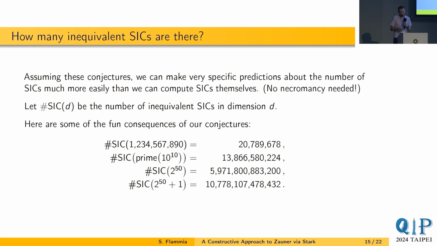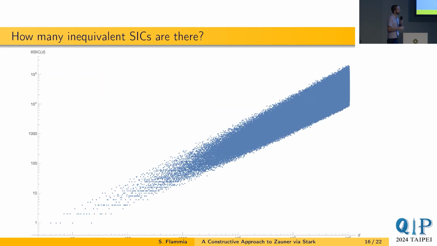It's kind of hard to construct the solutions themselves, but based on understanding what we think is all the algebraic data that goes into this problem, we can answer certain other questions much more easily than we can actually construct the solutions. Some fun consequences of our conjectures: I can tell you conjecturally how many SICs there are in whatever dimension you want, even quite large dimensions. So in dimension 2 to the 50 plus 1, there's this many inequivalent SICs conjecturally. It would be great if somebody could prove it.